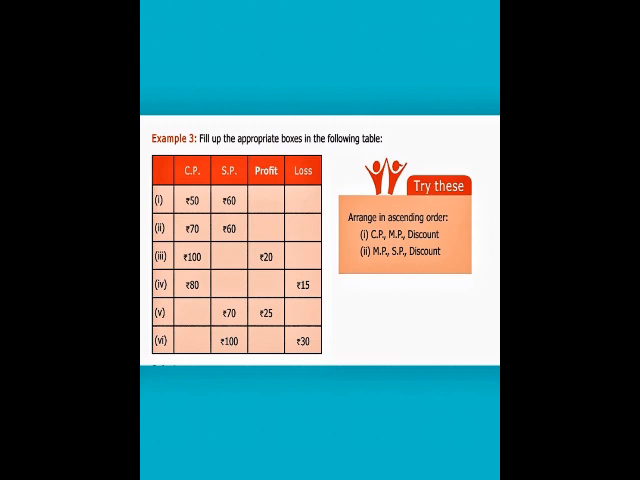Then, selling price and profit are given, and we want to find the cost price. The last question, we have a selling price and loss, and we want to find the cost price. We want to find two cost prices and two selling prices. Then for the first two sums, we want to find the profit or loss.